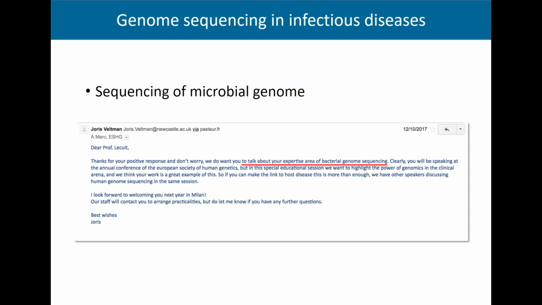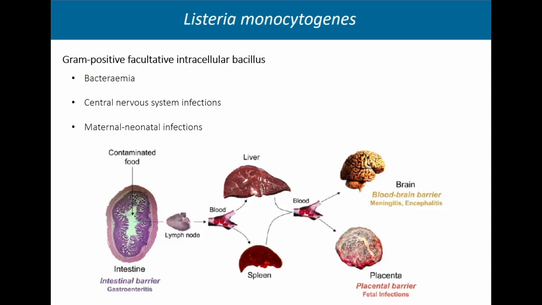So now I'm going to focus on the real topic of my presentation, and I was told by Joris, you should talk about bacterial genome sequencing. So that's what I'm going to focus on now. We work on a pathogen called Listeria monocytogenes, and we try to identify the mechanism of infection for this pathogen, but we're also in charge of the microbiological surveillance of Listeria monocytogenes, which is quite tight in France, as I will explain.